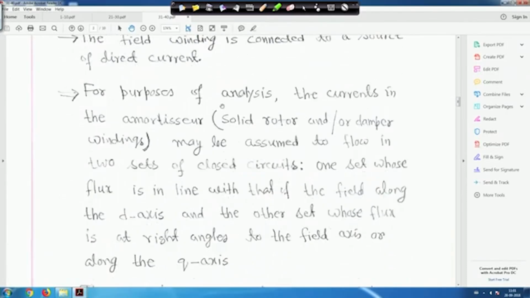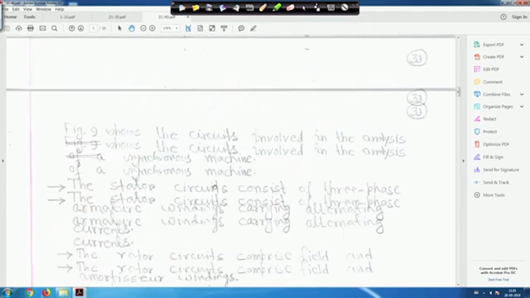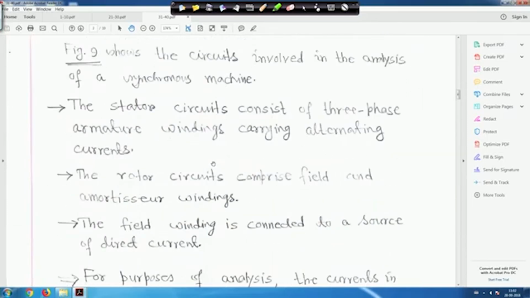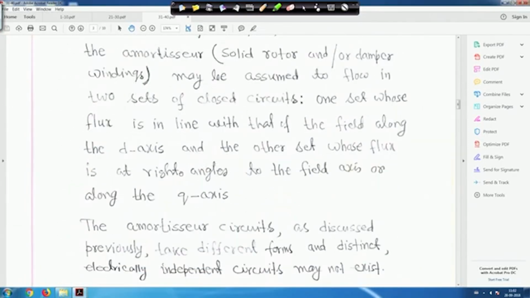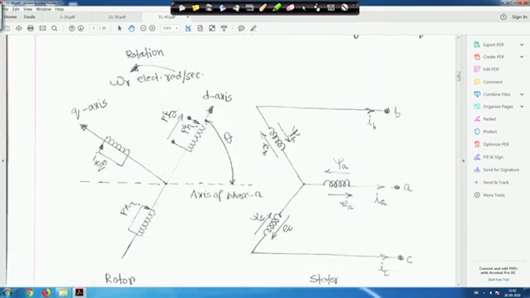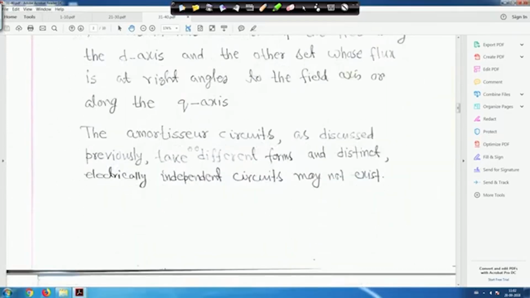For purposes of analysis, the currents in the armature, that is the solid rotor or damper winding, may be assumed to flow in 2 sets of closed circuits, because the circuit is closed in itself, right? One set whose flux is in line with the field, along the D axis, and the other set whose flux is at right angles to the field axis, or along the Q axis, right? That means this one is either along the Q axis or at right angles to the D axis.